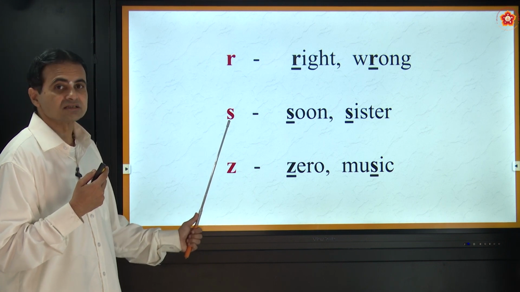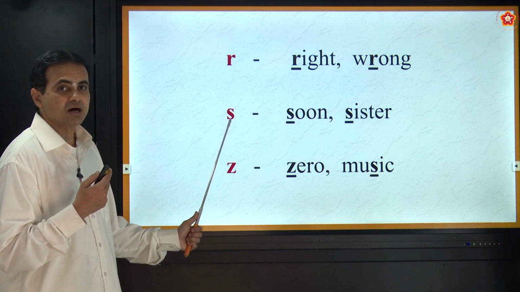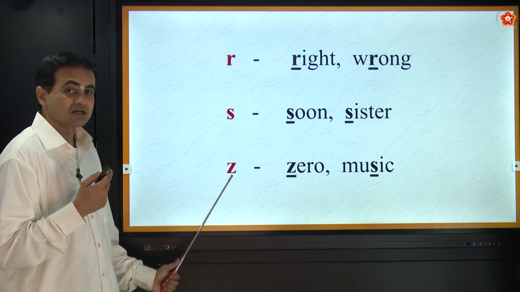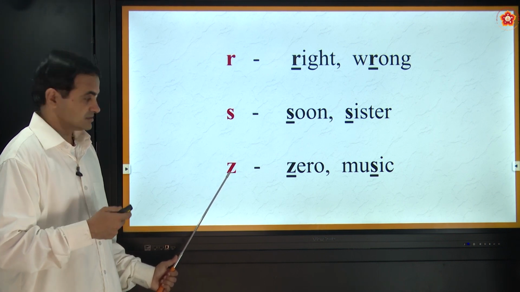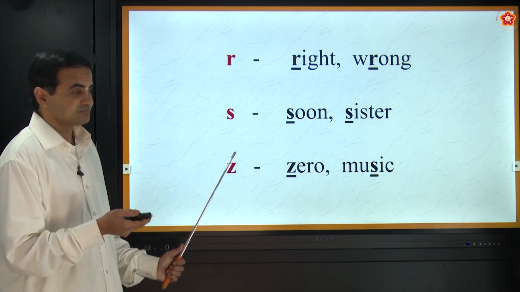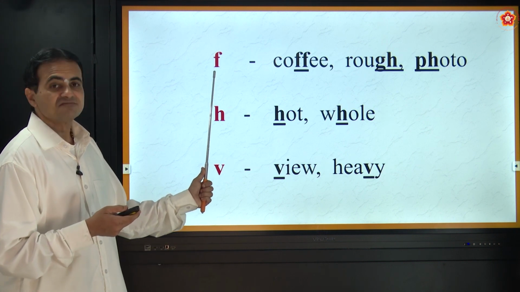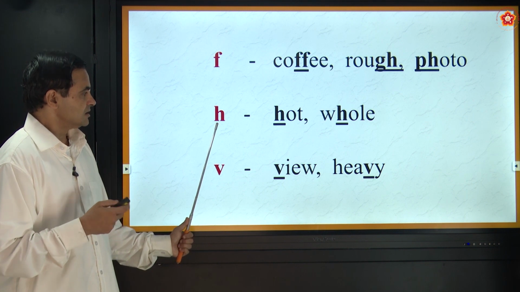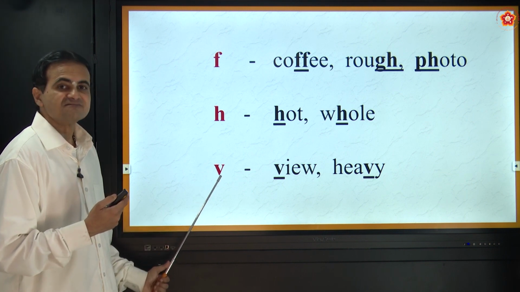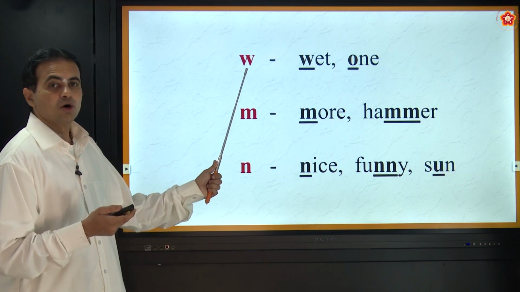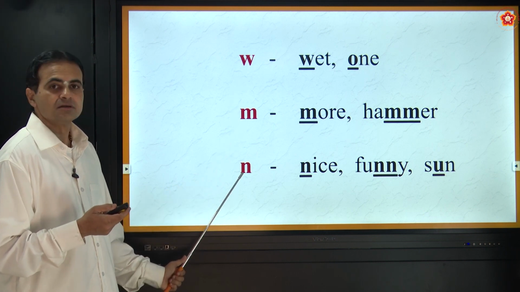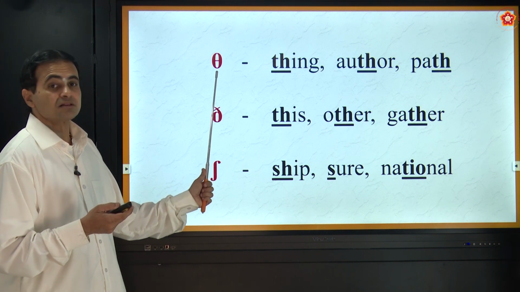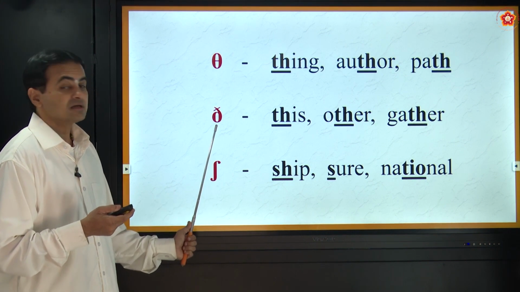Next one, R. Then S. You can observe here, this is coming from the mouth, S. This is Z, coming from inside, Z. So it is kind of deeper. This is F. H. V. W. M. N. T. D.